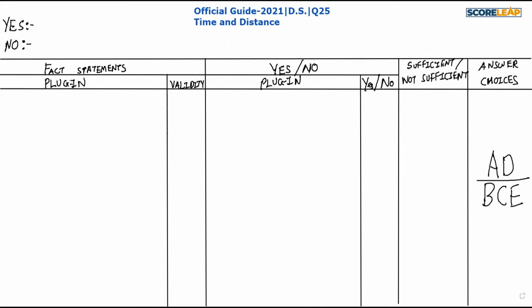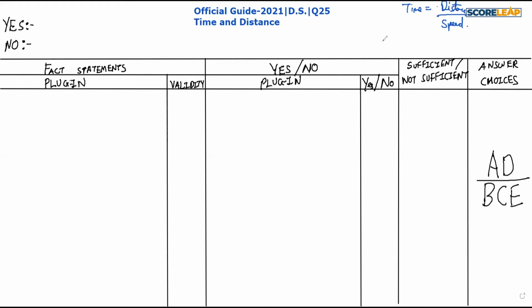The question says that in planning for a trip, Joanne estimated both the distance of the trip in miles and her average speed in miles per hour. She accurately divided her estimated distance by her estimated average speed to obtain an estimate for the time. So it is basic, okay? Time is equal to distance upon speed. That is what we know.